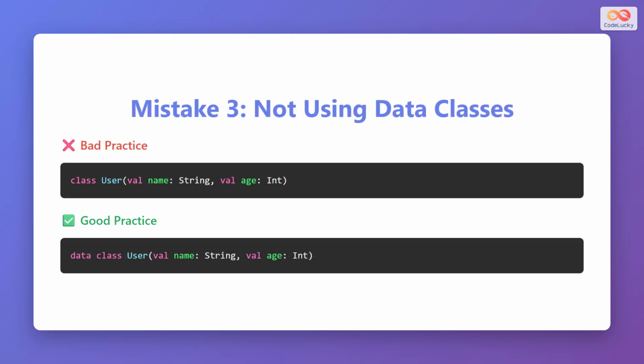The third mistake is not using data classes when they're appropriate. In Kotlin, if you're creating a class primarily to hold data, you should use the data class keyword instead of a regular class. Data classes automatically generate essential methods like equals, hashCode, toString, and copy. These methods are critical for comparing objects, displaying them as strings, and creating modified copies. Without the data keyword, you'd need to write all these methods manually, which leads to boilerplate code and potential errors. Data classes make your code more concise, readable, and maintainable. Whenever you need a simple data container, always reach for data classes.